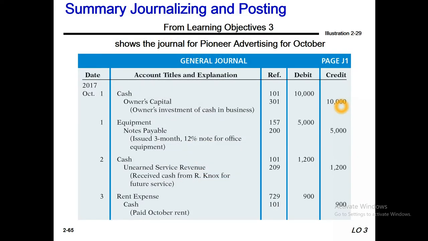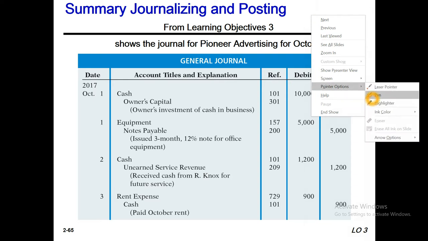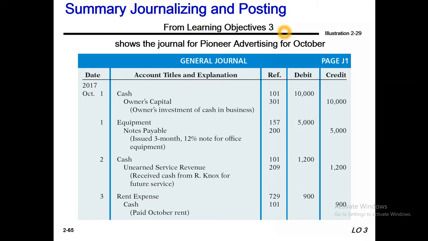This is the chapter summary: journalizing and posting. From learning objective 3, we have the journal for Pioneer Advertising for October. Please keep in mind our previous lecture. Here are the date column, account titles and explanation column, reference column, and debit and credit columns.